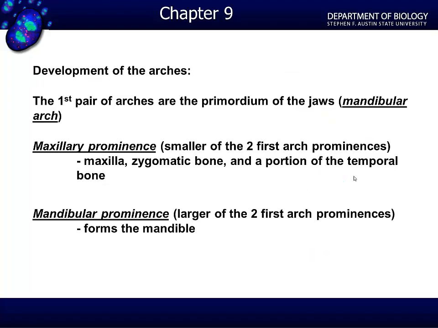Now, we saw in that first image, the scanning electron micrograph, the first arch is actually a pair of them. This is going to give rise to the structure that defines the stomodeum of the mouth. And we're going to have the maxillary prominence and the mandibular prominence. We give them these terms since we've separated the arch. We're not going to call it a maxillary arch and a mandibular arch. And so the maxillary prominence is going to give rise to the maxilla, the zygomatic bone, a portion of the temporal bone in the face and the head. The mandibular prominence is going to form the mandible.